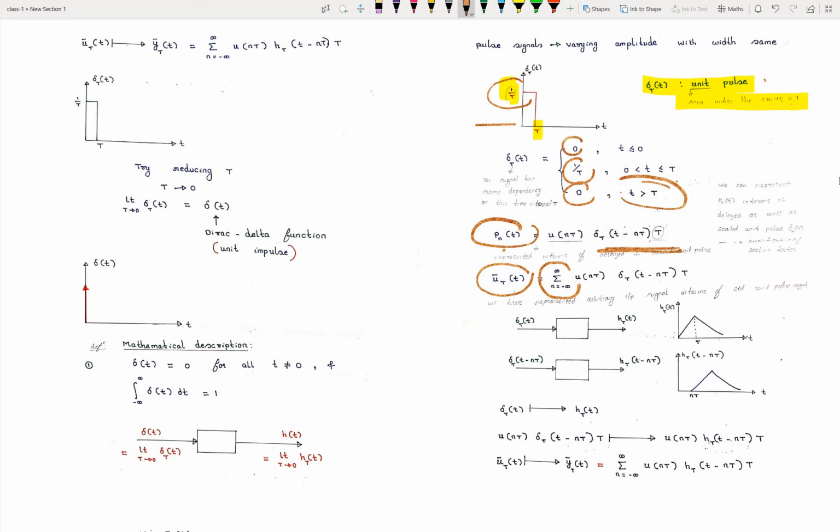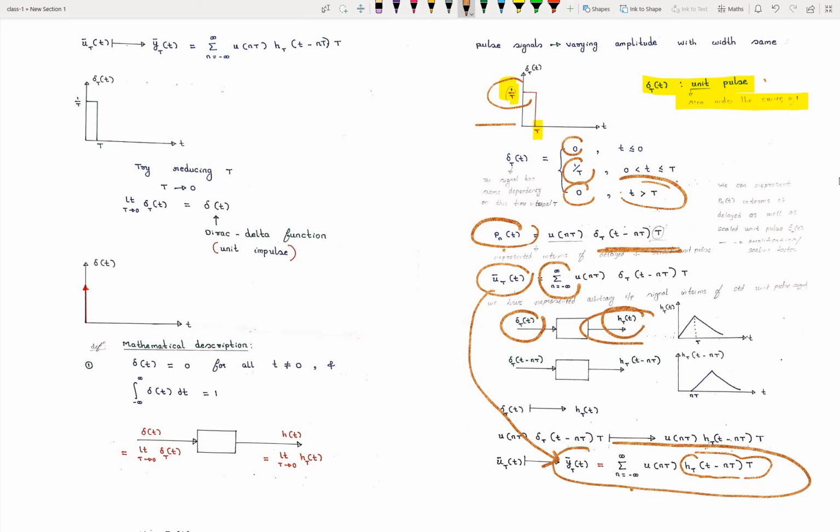Now if you know the response h of t for delta of t, then the output for this input is y bar of t equal to the summation, n from minus infinity to infinity, of u of nT times h of t minus nT, times T. So basically, an arbitrary input we represent in terms of a pulse signal. That pulse signal we represent as a unit pulse, and we assume that we know the response to that unit pulse, and this is the expression we got.